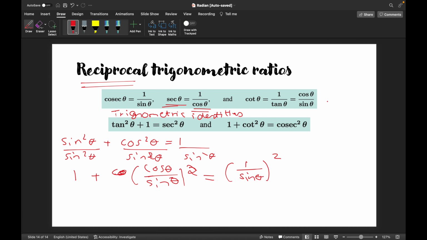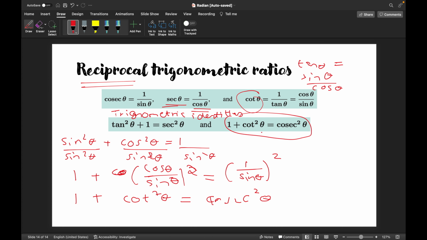Okay, we know that tan theta is sine theta by cos theta, right? So what would this be? It's going to be 1 by tan theta, and what is 1 by tan theta? Cot theta. Hence, this would be 1 plus cot squared theta equals to what is 1 by sine theta? Cosecant squared theta. Secant squared theta. Hence, we derive this identity.